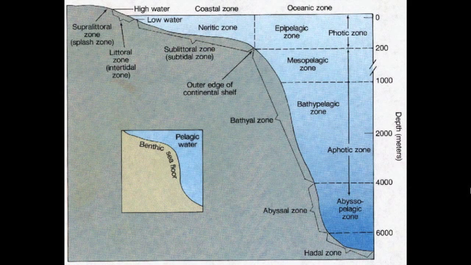Organisms are found throughout all parts of the ocean but have adapted differently in order to survive in each zone. This video will be discussing a few examples of how certain organisms have adapted to living in certain zones.